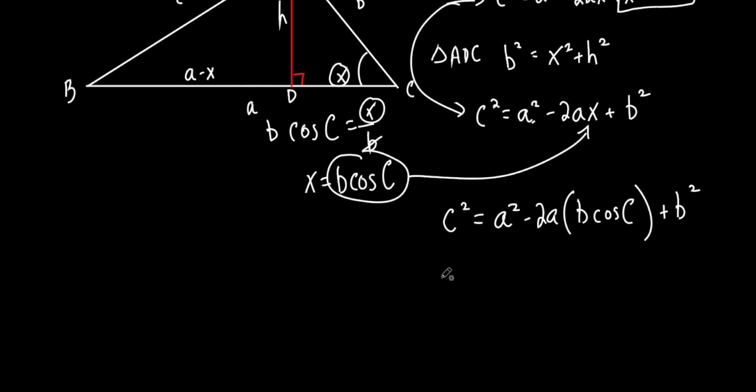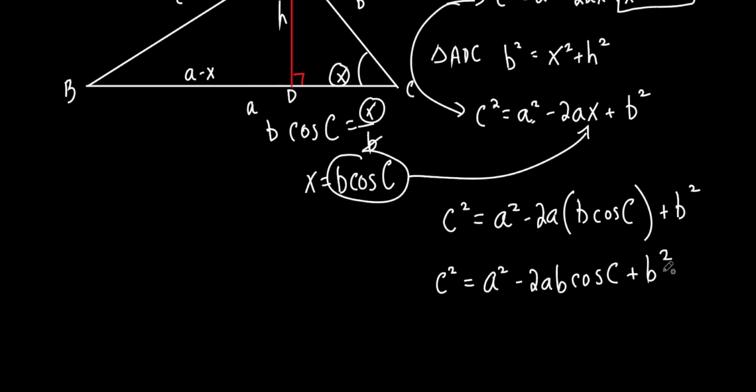All right, we're getting there. A couple more steps and we'll be done. So what can I do to this? What can I do to simplify that? Well, I can take this negative 2a and multiply it by this parentheses. So really, I don't even need the parentheses. I could just go a squared minus 2ab cosine of c. All I did was get rid of the parentheses, plus b squared. And we're almost done. All right?